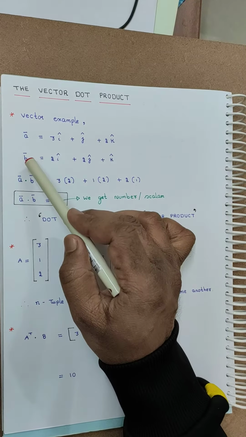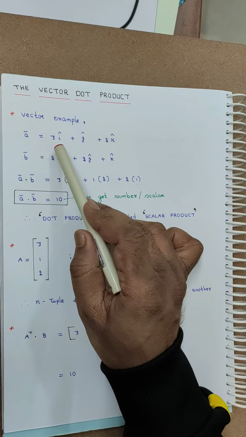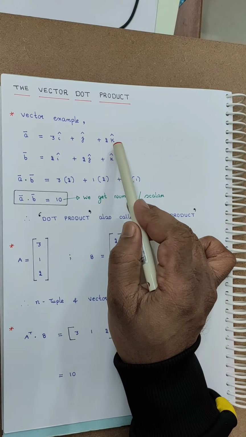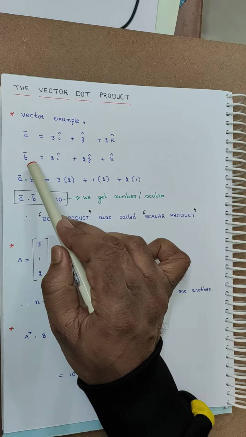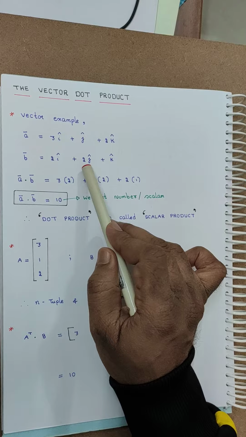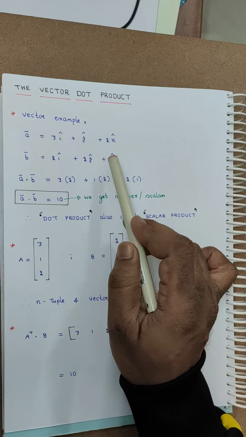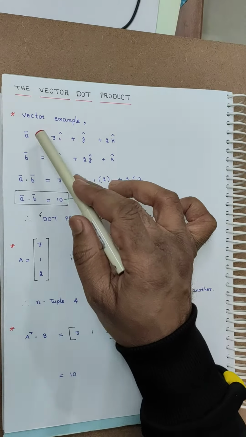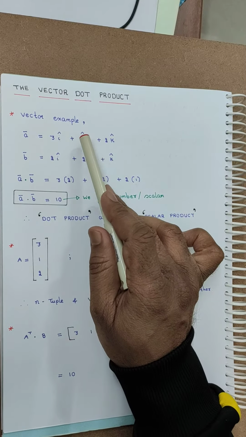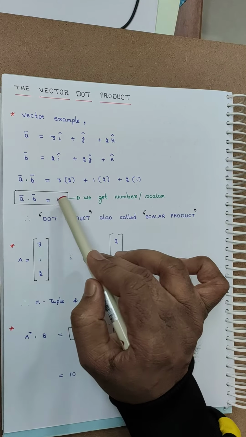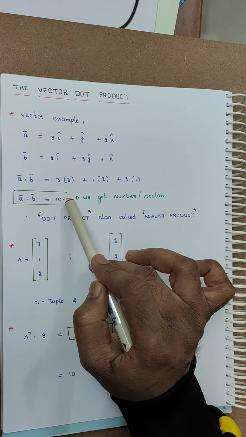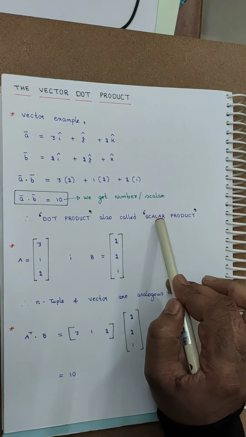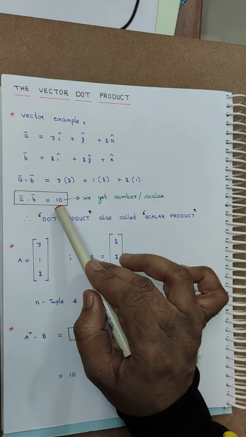I have taken here two vectors, vector a bar as 3 i hat plus j hat plus 2 k hat, and one more vector b bar as 2 i hat plus 2 j hat plus k hat. Now I want to do the dot product between these two vectors. Always remember that whenever we do a dot product we always get a number. That is why the dot product is also known as scalar product. So how are we going to do it?